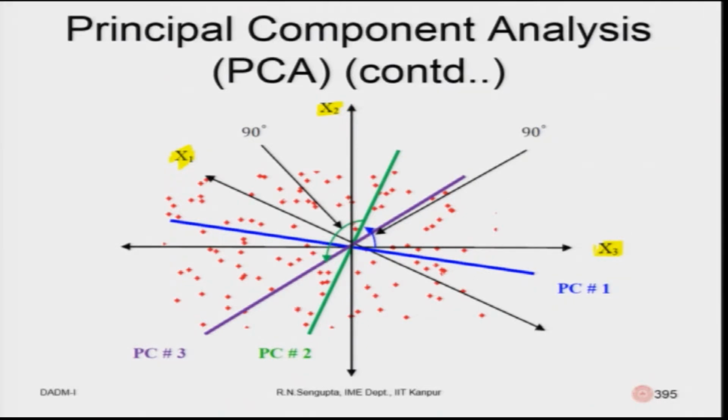Now, if you see x1, x2, x3 without concentrating on the red dots, the green line, violet line and blue line, I have purposefully drawn it in such a way that they are not orthogonal to each other. So, x1, x2, x3, the random variables which I have, may not be orthogonal to each other.